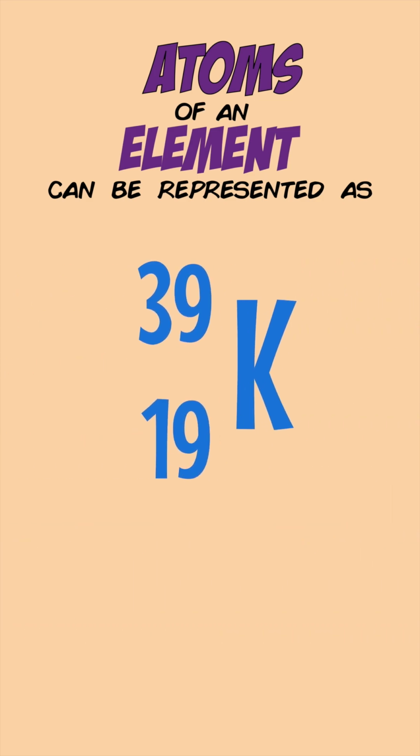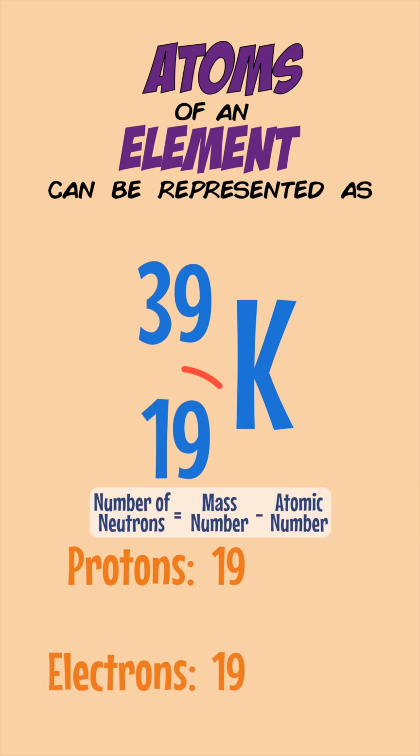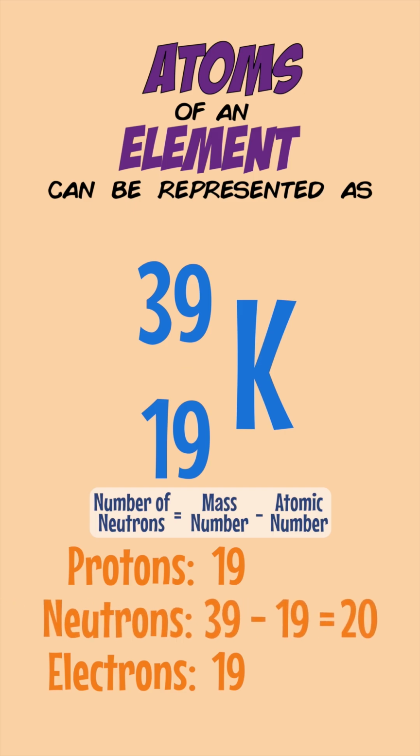So for example, for potassium, the atomic number is 19, which tells you that there are 19 protons. Atoms have a neutral charge, so this means the number of electrons is also 19. The number of neutrons can be found by subtracting 19 from 39 to give 20 neutrons.